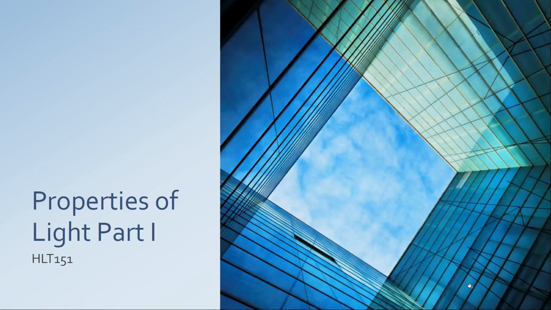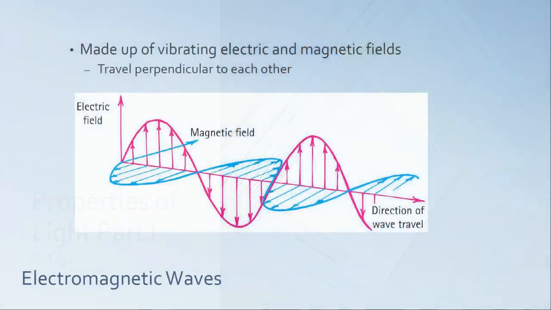In this presentation, we're going to discuss the properties of light. If you had a charged object and that charged object was vibrating, then it's going to create an electromagnetic wave. And this electromagnetic wave is made up of a vibrating electrical field and also a vibrating magnetic field, and these two fields are traveling perpendicular to each other.